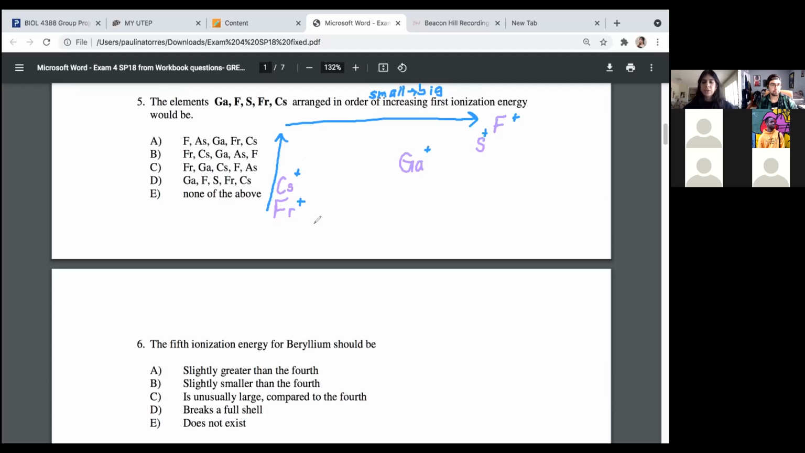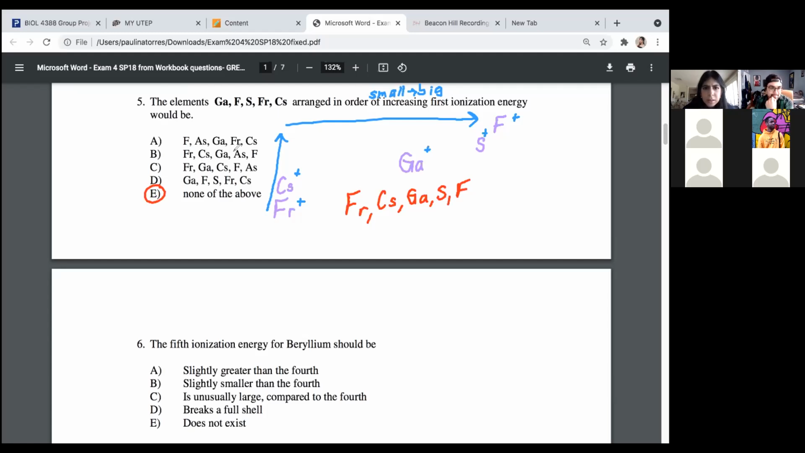All right, so which one should I write first? Francium? Yes, it'd be francium. So francium, and then cesium, right? Yes. Gallium, and then fluorine. Okay, cool. So let's see if that's an answer. Francium, and that's not an answer.